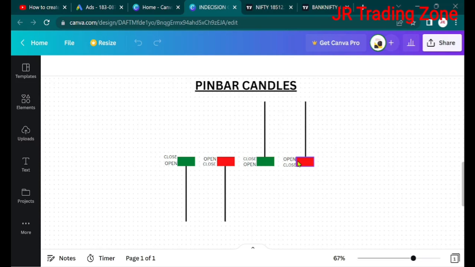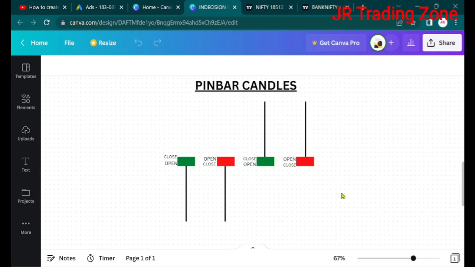If you understand the logic, the name is not important for the candlestick. Logic is important. We should understand what these candles are telling us. According to the location, the importance of the candle is different. Definitely, according to the location, it gives us a different story. These are pin bar candles.